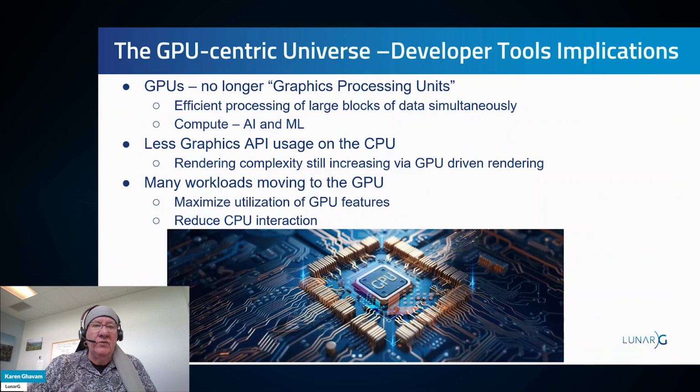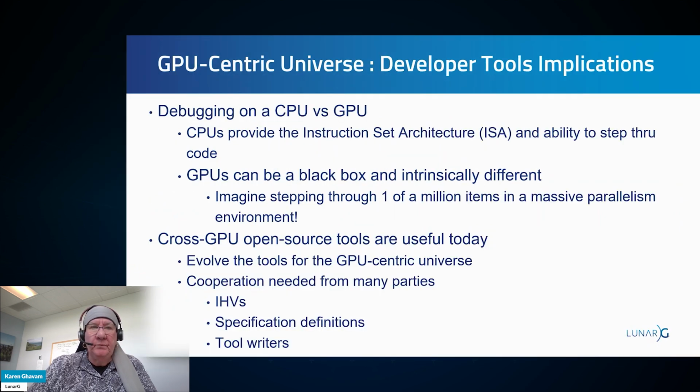This creates some interesting challenges that we will be working on solving. We've solved some of them, but we have more in the future. So think about the differences between debugging on a CPU versus a GPU. On the CPU, you have the instruction set architecture and you can step through the code, but a GPU can be a black box and it's intrinsically different. Imagine stepping through one of a million items in a massive parallelism environment.